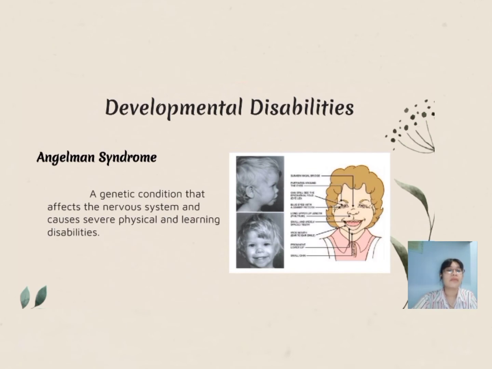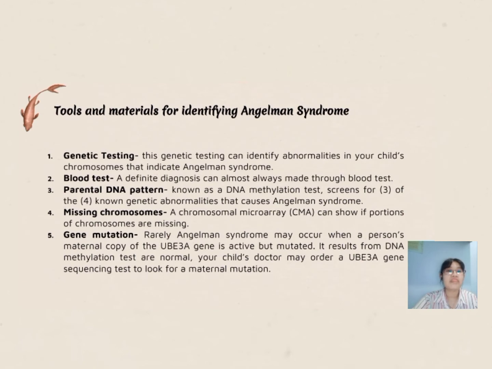Next is Developmental Disability, Angelman syndrome, a genetic condition that affects the nervous system and causes severe intellectual and physical disabilities. We have here the genetic testing in identifying Angelman syndrome. Ano pong ginagawa ni genetic testing? This genetic testing can identify the abnormalities in your child's chromosome that indicate Angelman syndrome. Kasi nga si Angelman syndrome is a genetic disorder.